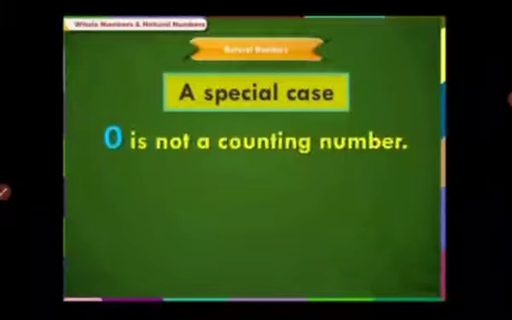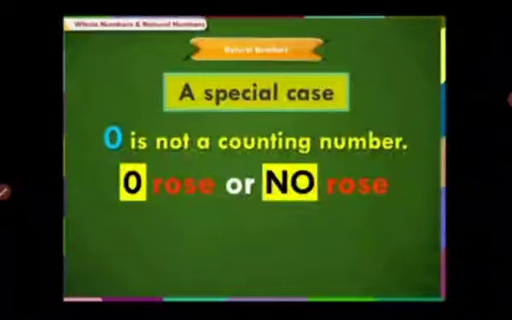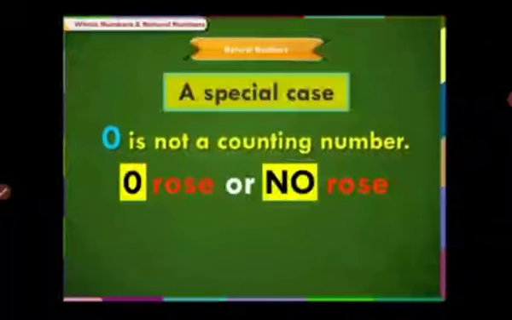A special case, 0 is not a counting number. For example, if there is no rose, then we say that there is 0 rows. Therefore, 0 is not a counting number.